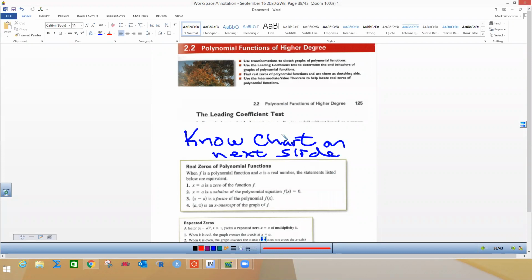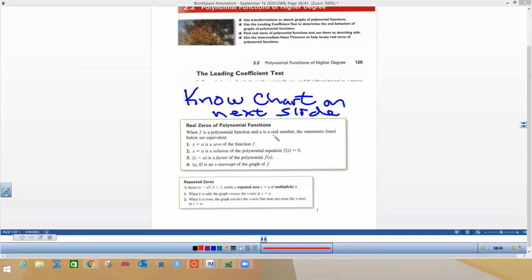We are supposed to be using a leading coefficient test to find out end behavior. So the chart on the next 2 slides are actually something you need to memorize. And we're going to be finding the real zeros, or what's also known as the x-intercepts of functions. And we're going to use some stuff that we've done before.